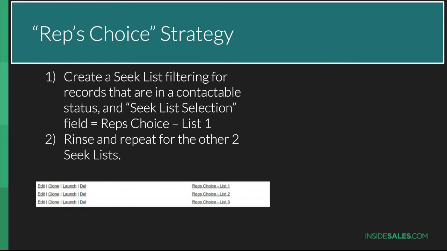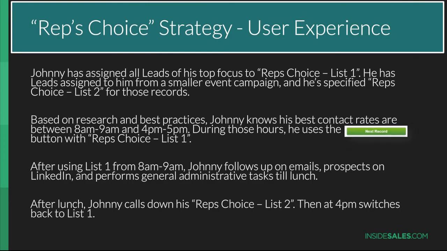So he's done the background work. He's assigned those records to the right list. Then he knows from research that 8 to 9 a.m. is a really fantastic time to make contact. So he's going to select list 1 for that hour, and he'll use the next record button on the dialer panel and just call through list 1 for that hour. Then he will maybe take a break.